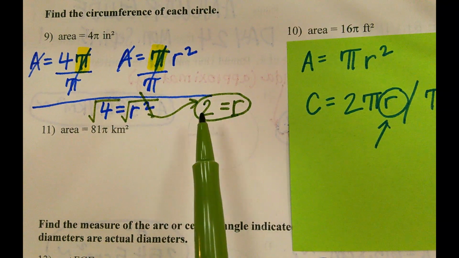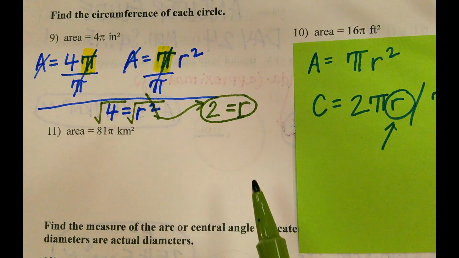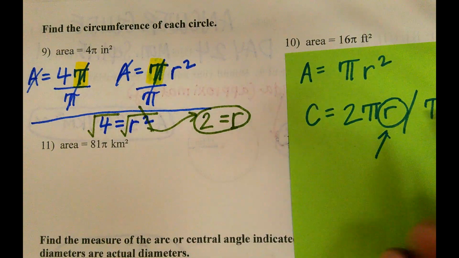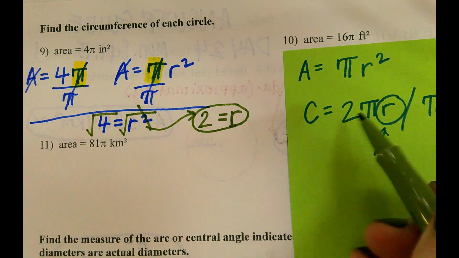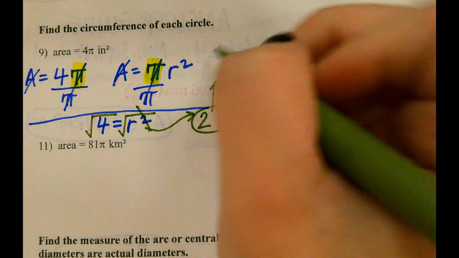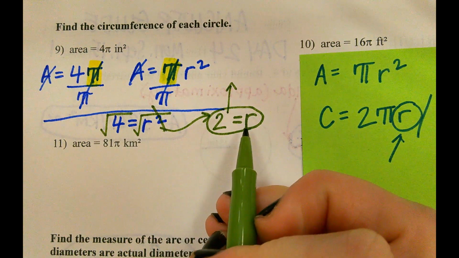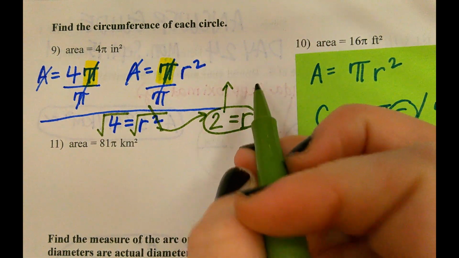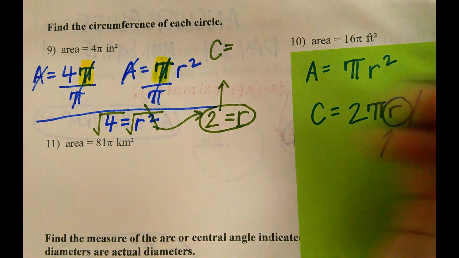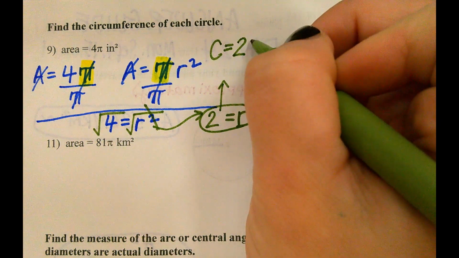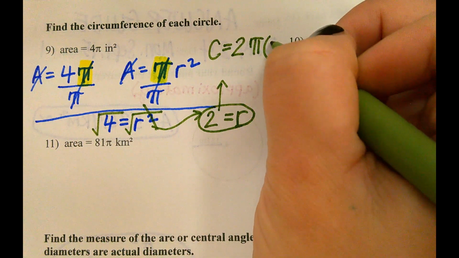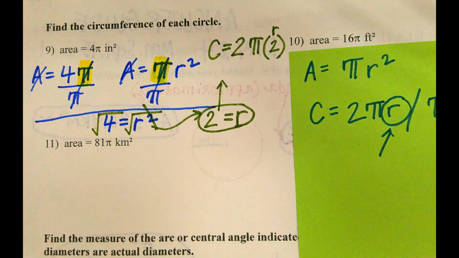Now that I know my radius, can I find circumference? The answer to that is yes, you can, because the circumference formula is 2 pi r. So what I'm going to do is, now that I've solved for radius, we're going to plug this number in. Circumference equals 2 times pi times our radius, which we found is 2.